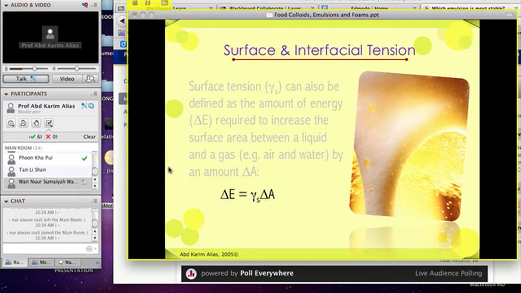Okay, let's have some interaction here. When we say energy, first, what form of energy can we apply, and how do we apply that form of energy? You can type in the chat box to give your answer.